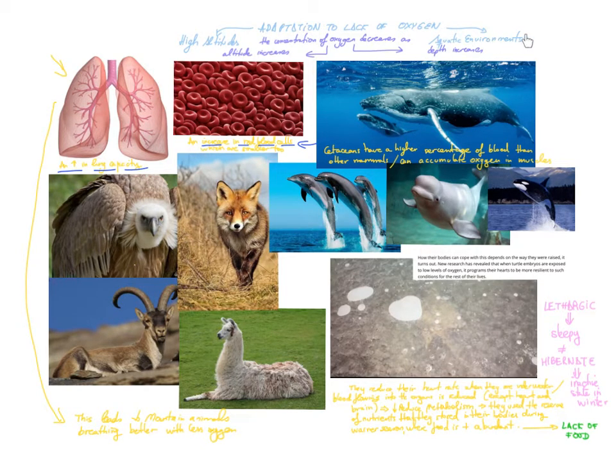In aquatic environments, we find that cetaceans have a higher percentage of blood than other mammals, and they can accumulate oxygen in their muscles. We find this, for example, in whales, killer whales, belugas, and dolphins.